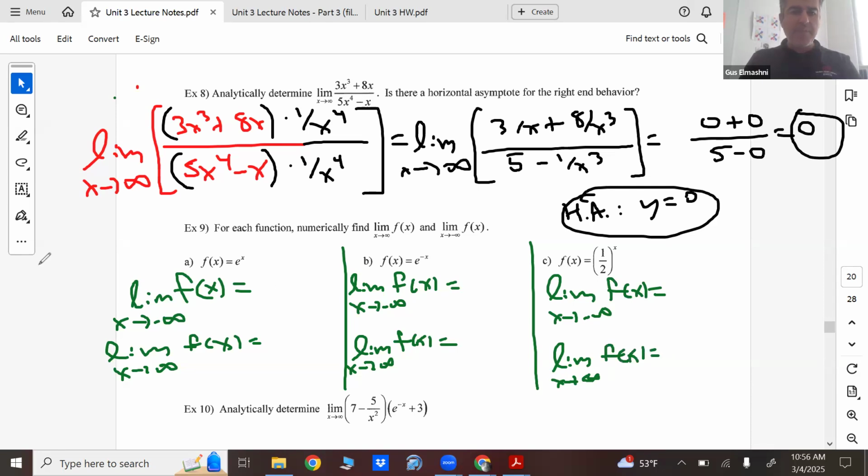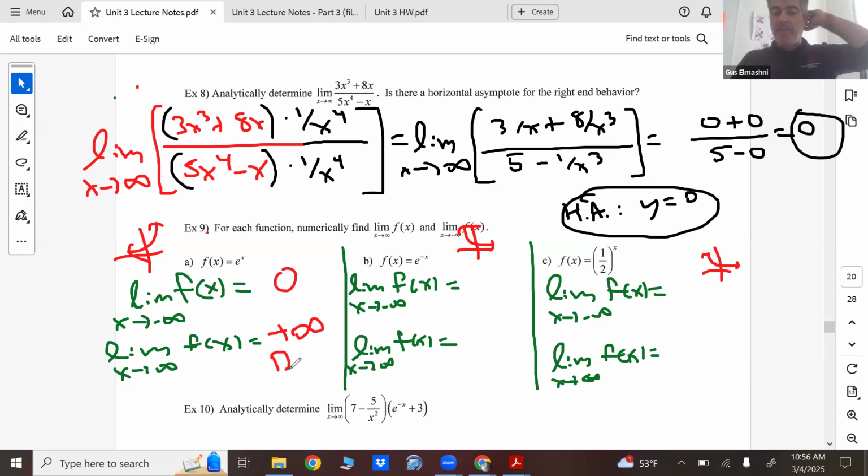Okay, let's work these out. e to the x looks like this. e to the negative x looks like this. And 1/2 to the x looks like this. That's why we spent all this time learning how these graphs look, for this moment. For an exponential growth function, if x approaches negative infinity, what is y approaching? 0. But if x approaches positive infinity, what is y approaching? Positive infinity.